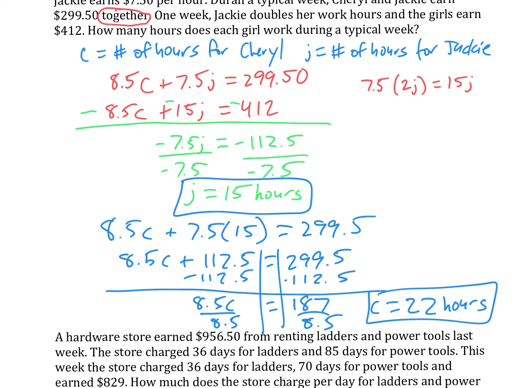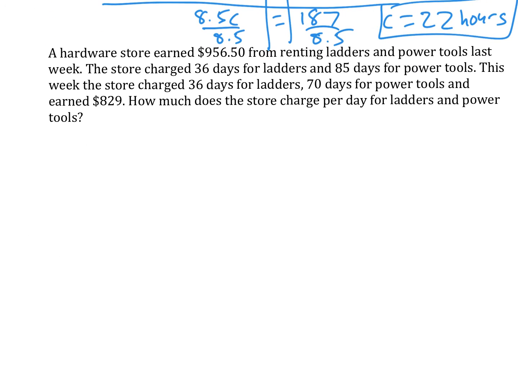All right, let's look at one more example here. A hardware store earned $956.50 from renting ladders and power tools last week. The store charged 36 days for ladders and 85 days for power tools. This week, the store charged 36 days for ladders, 70 days for power tools, and earned $829. How much does the store charge per day for ladders and power tools? Okay, so first we'll define our variables. We'll say that L equals cost of ladder, and P equals cost of power tool.